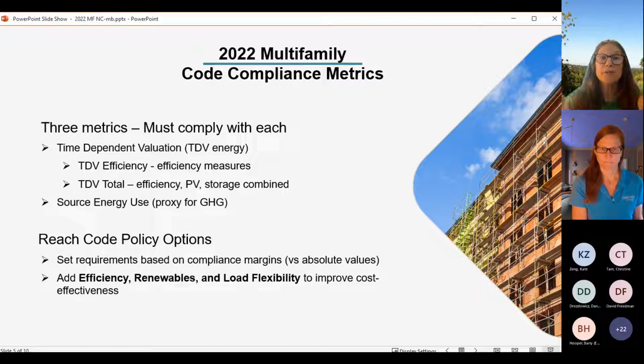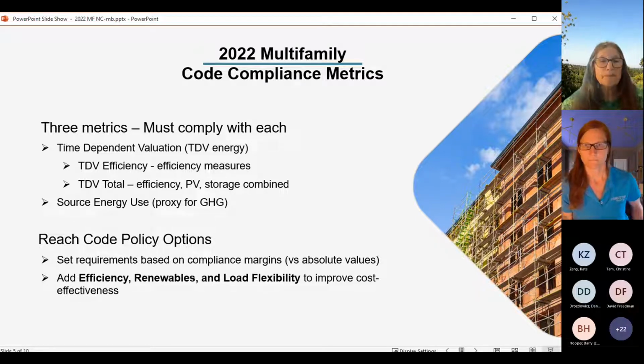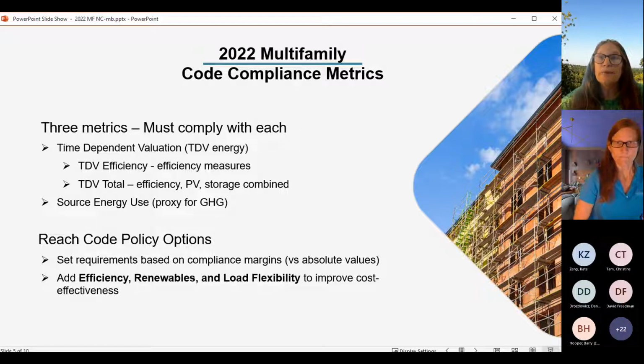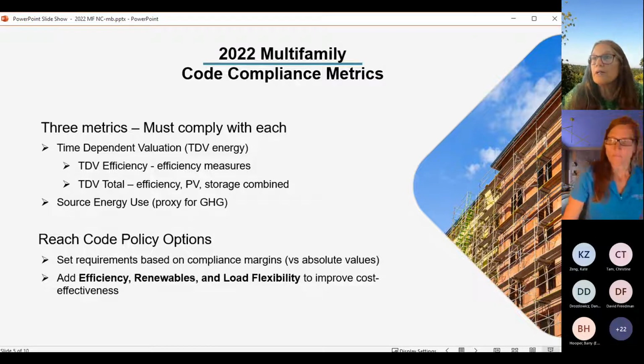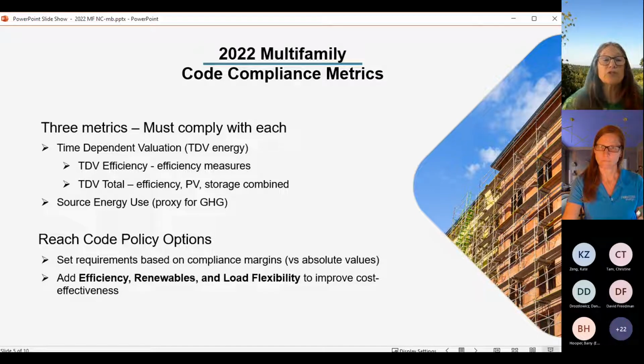And there is now an efficiency component and a total, a TDV total, which also includes the impacts of PV and storage. So you get efficiency, PV, and storage in there. And lastly, there's now a source energy use component. And that metric actually is a proxy for greenhouse gas emissions. In doing some analysis, the CEC discovered that hourly source energy tracks with greenhouse gas emissions very closely. And so this metric is a proxy for that. And so again, projects have to meet all 3 of these metrics independently. And so it's much like I said, much like single family, only there's no energy design rating, no EDR. But the metrics function the same way.